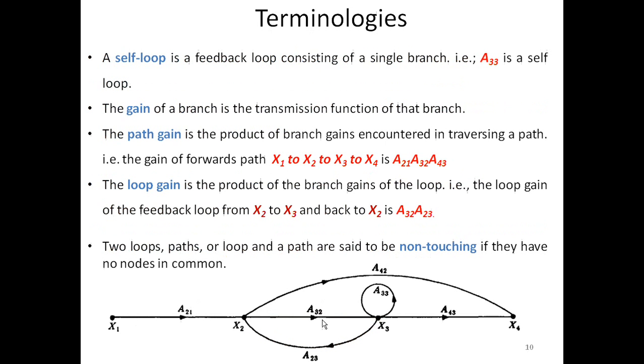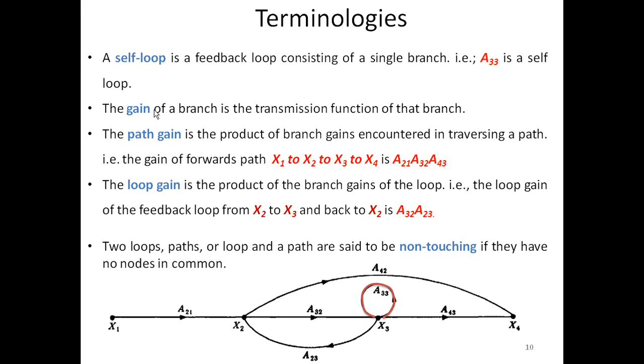Next is self loop. So what is a self loop? This loop is a self loop. It starts from X3, ends at X3 without touching any other node. So a self loop is a feedback loop consisting of a single branch, that is A33.